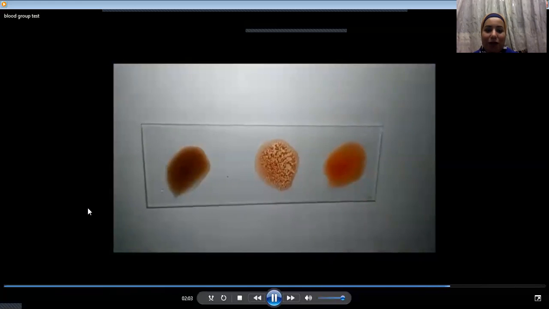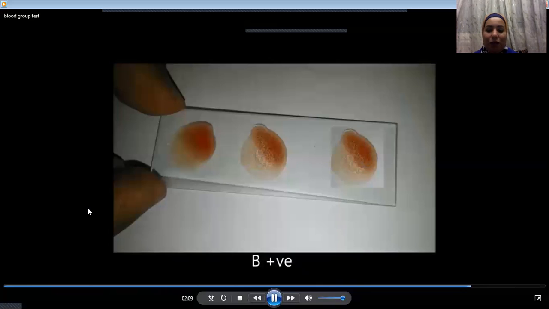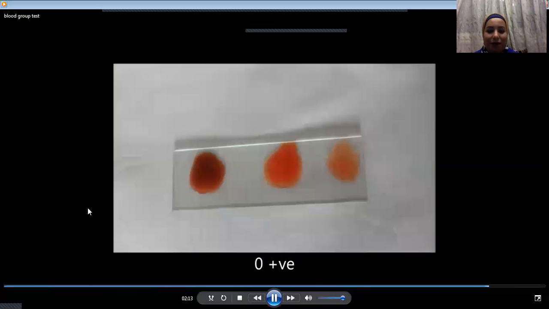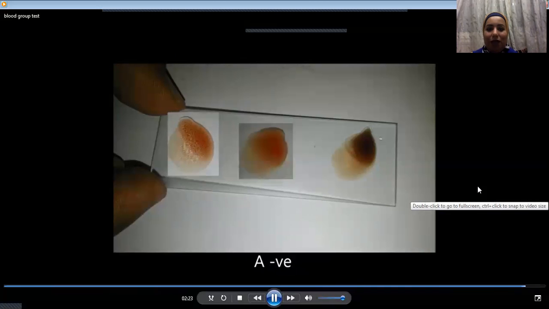So after time, the blood will coagulate with B. How the B negative looks: it's negative because it's not coagulated with RH. The B positive looks like this. The O positive is like this. The O negative, the AB positive, and the AB negative. This is all the types of your blood group.